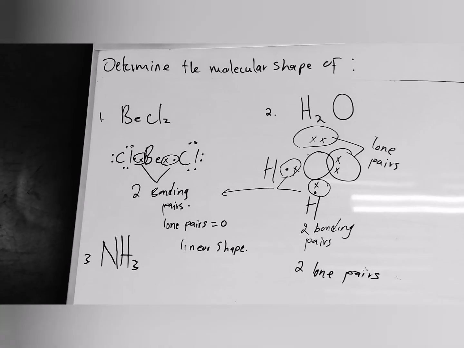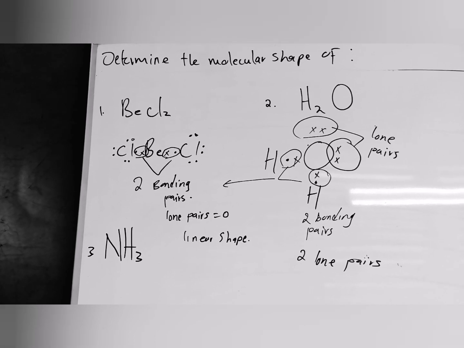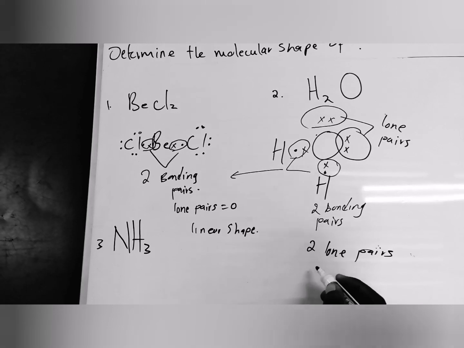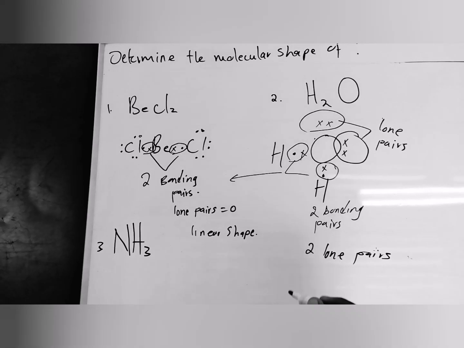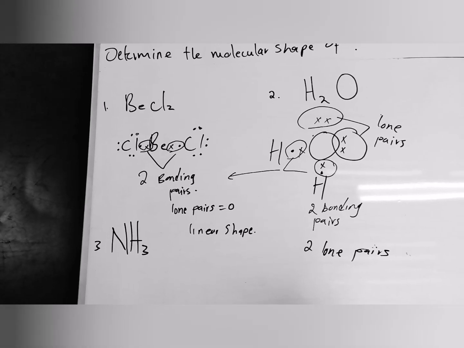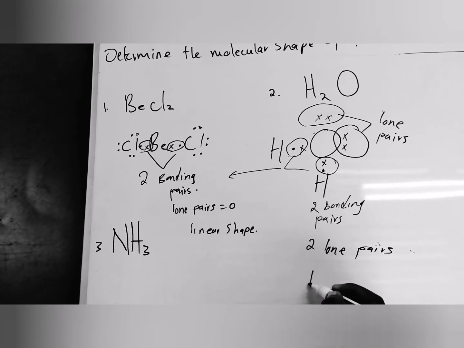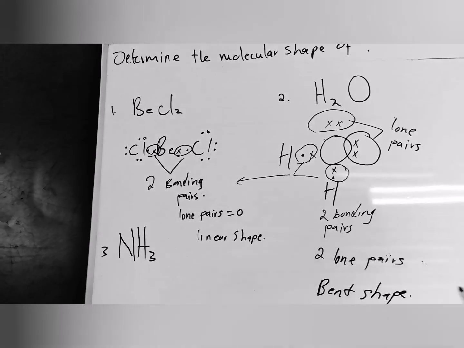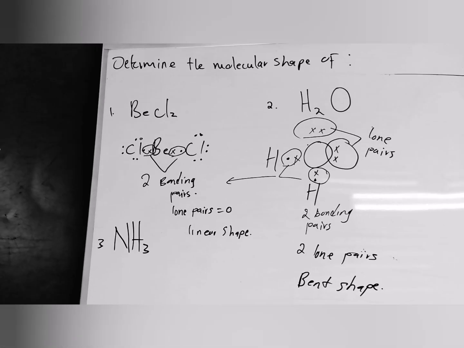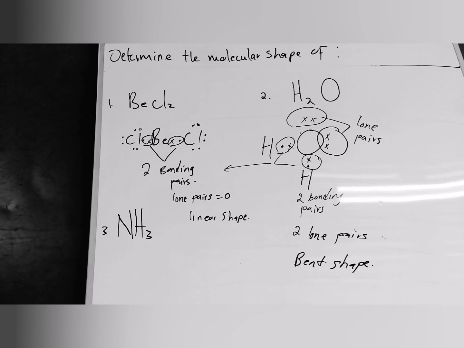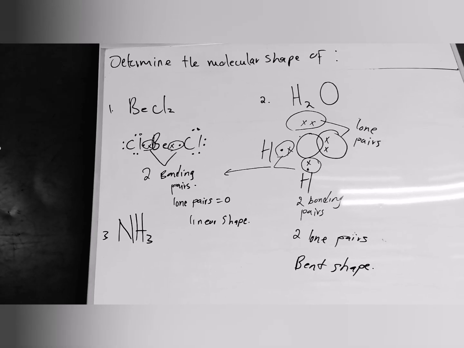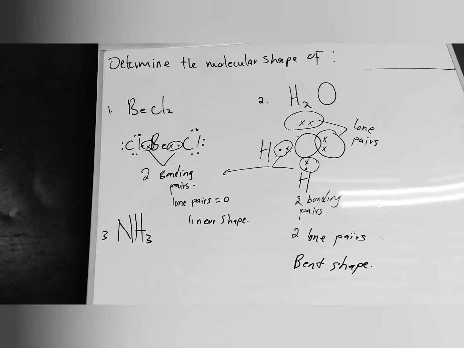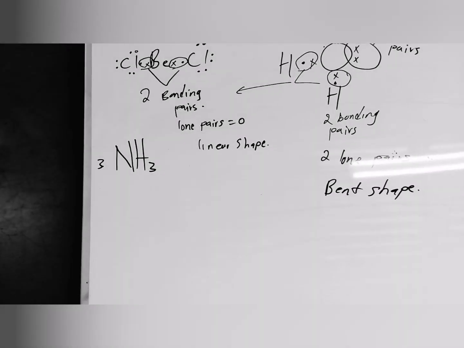So it is very important for you to know that table. Since we have 2 bonding pairs and 2 lone pairs, it means that the geometry or the shape of this molecule is bent, or you use angular. Say bent shape or angular shape, still one and the same thing. So you can never do this without knowing that table and the number of lone pairs and bonding pairs.